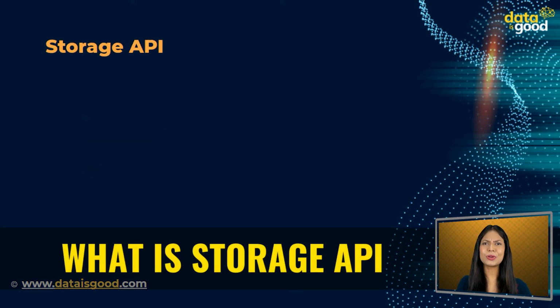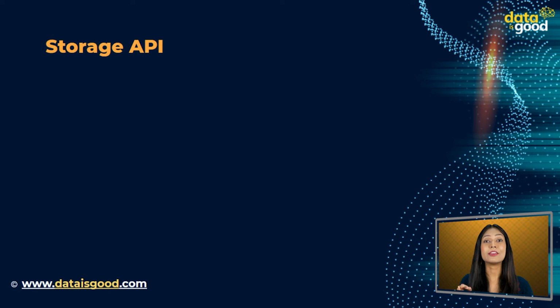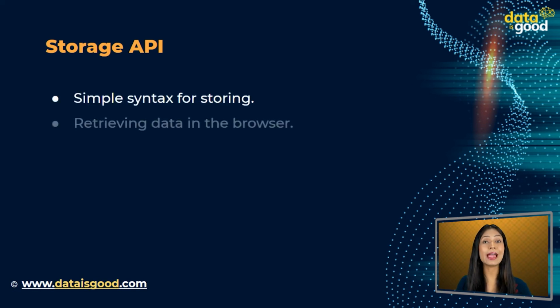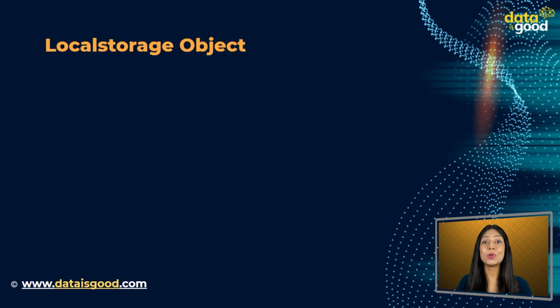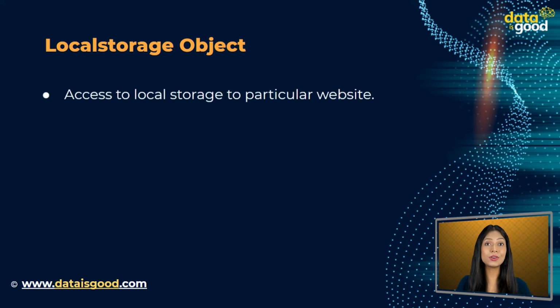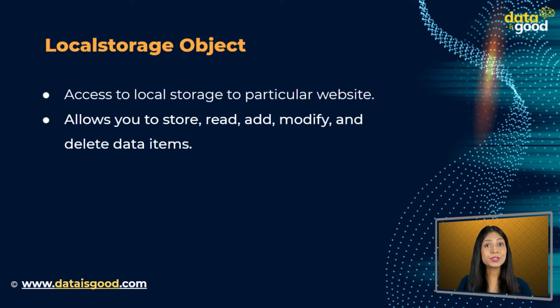So what is storage API? Well, the web storage API is a simple syntax for storing and retrieving data in the browser. It is very easy to use. It provides us with local storage object. The local storage object provides access to a local storage for a particular website. It allows you to store, read, add, modify, and delete data items for that domain.